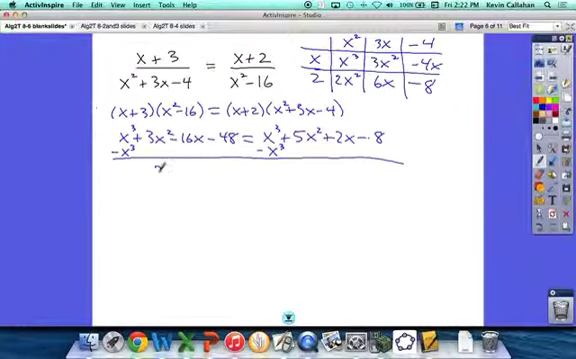And now it looks like 3x squared minus 16x minus 48 equals 5x squared plus 2x minus 8. And it's a quadratic. I'm going to need to get everything on one side, 0 on the other. So I will subtract the 3x squared from both sides. That'll give me 2x squared. I'll add 16x to both sides. That'll give me 18x. And then I'll add 48 to both sides. That'll give me 40.